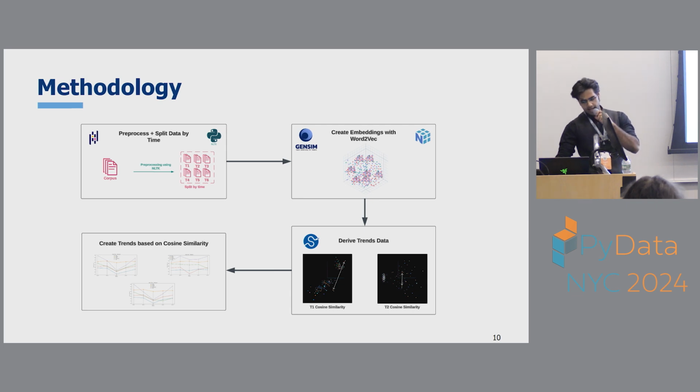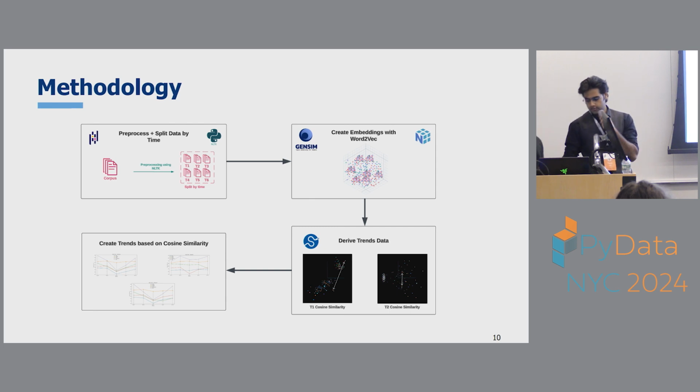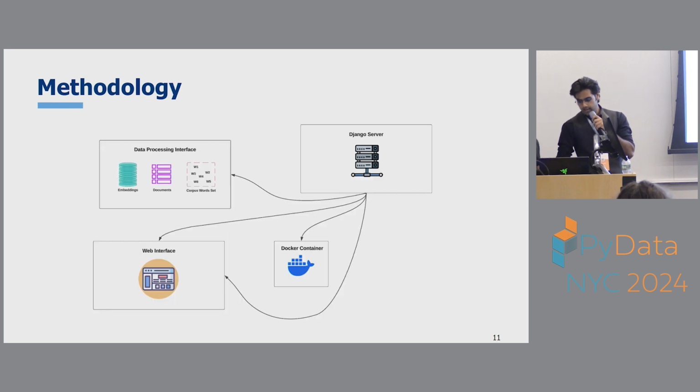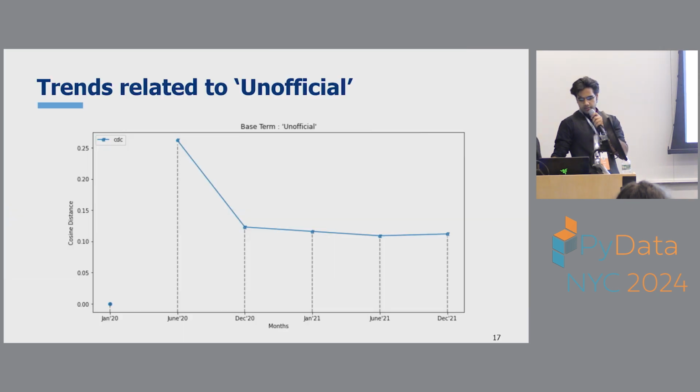So first, as I just said, we split our data, we create our Word2Vec embeddings, we derive the trend data, and finally, using cosine similarity and a few other methods, we get trends. So coming on to trends, I want to show what trends actually look like.